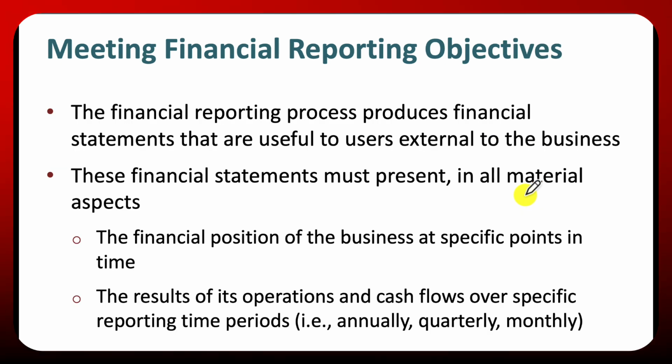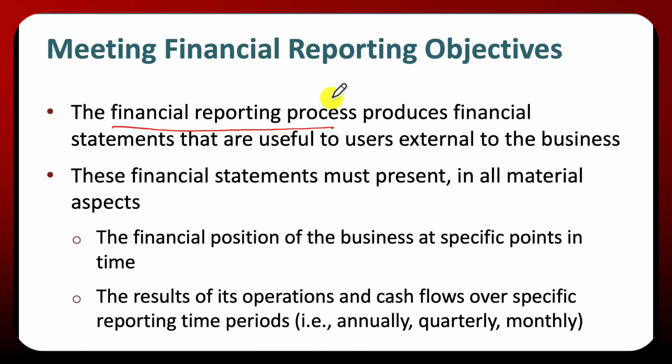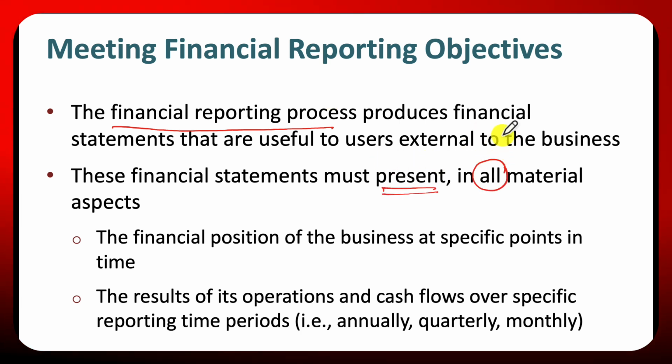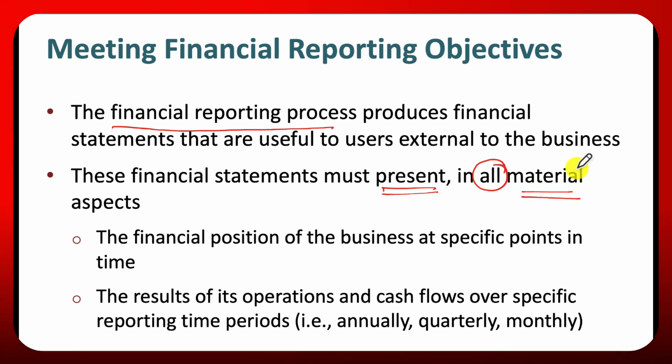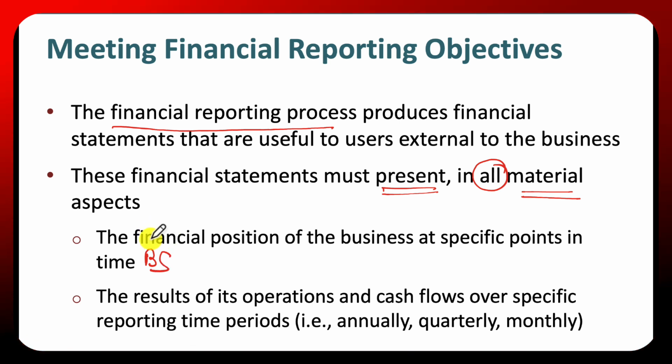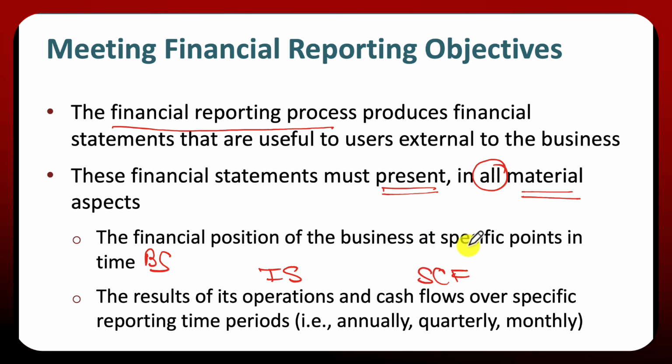Now, we want to be meeting our financial reporting objectives. The financial reporting process produces the financial statements, which are typically given to external users. The financial statements must present in all material aspects the financial position of the business at a specific point in time, typically by the balance sheet, and the results of its operations, the income statement, and cash flows over specific reporting time periods. That's usually by the statement of cash flows.